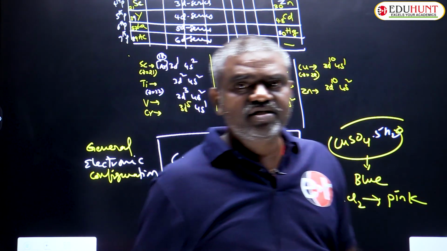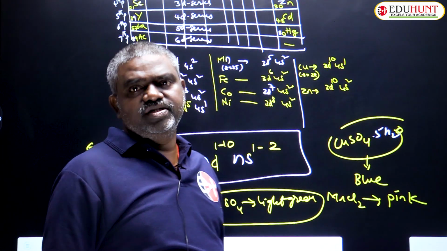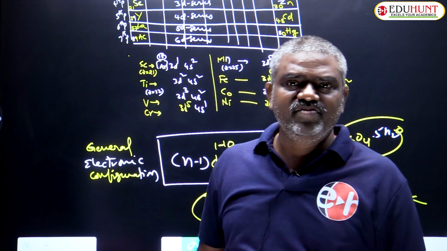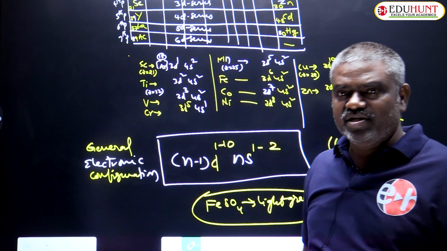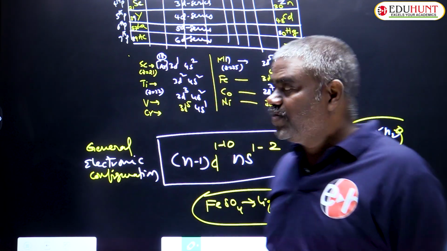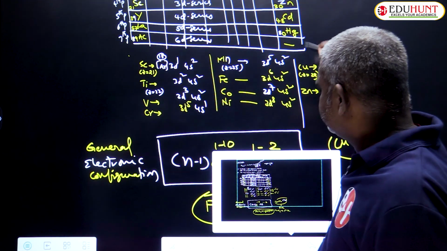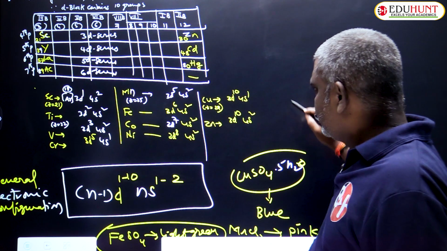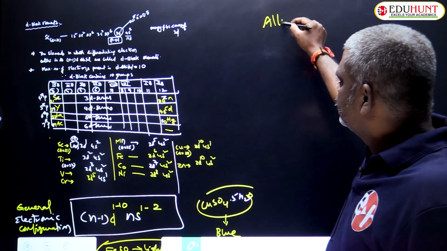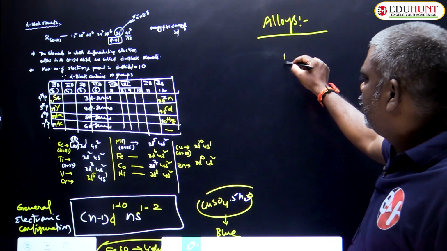The d block metal ions exhibit colors, and d block elements form alloys. Alloys means mixed metals: a metal mixed with another metal, or a metal mixed with a non-metal or a metalloid, are called alloys. So the d block elements form alloys. What are alloys? Alloys are mixed metals. We know brass.